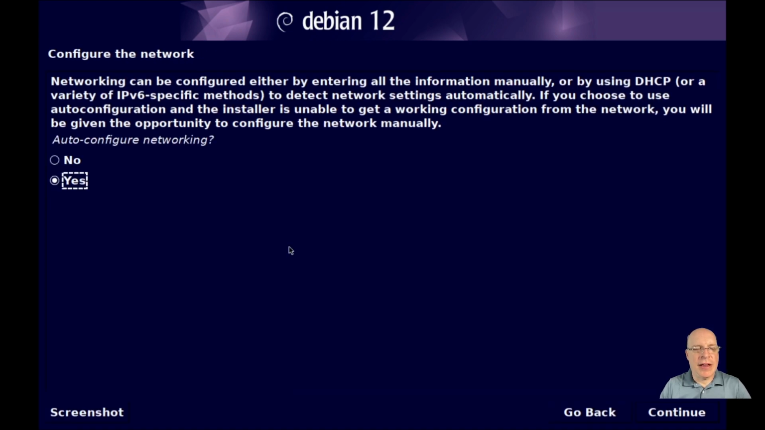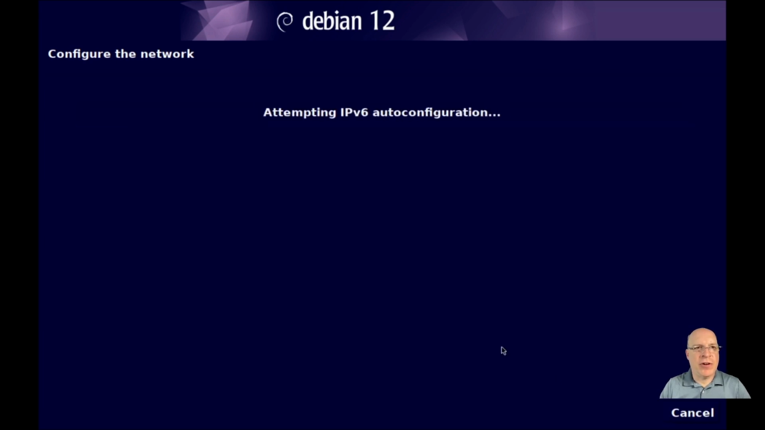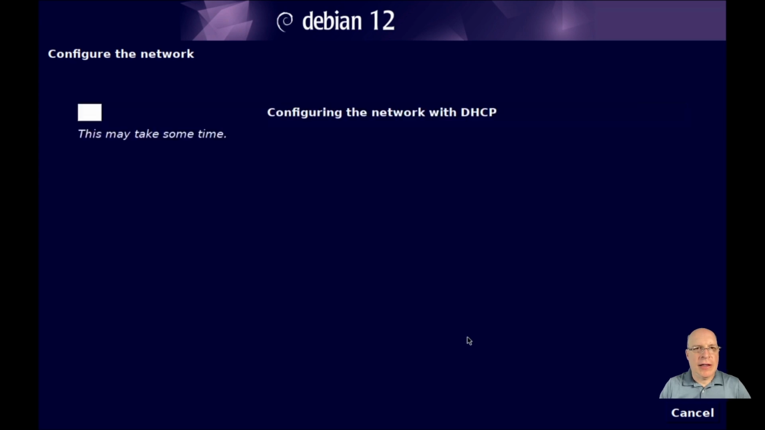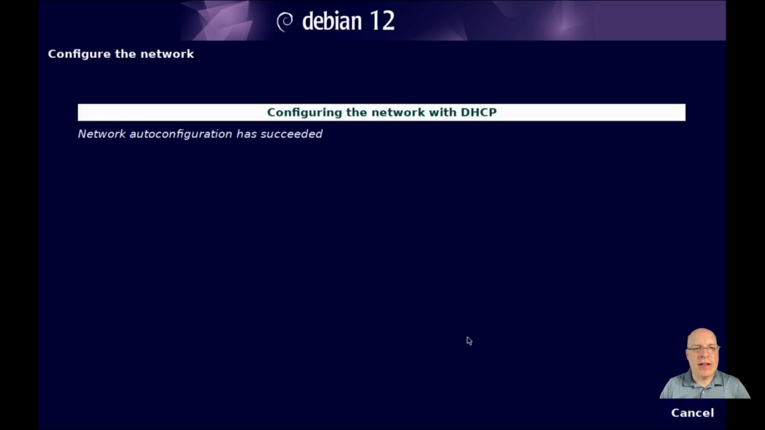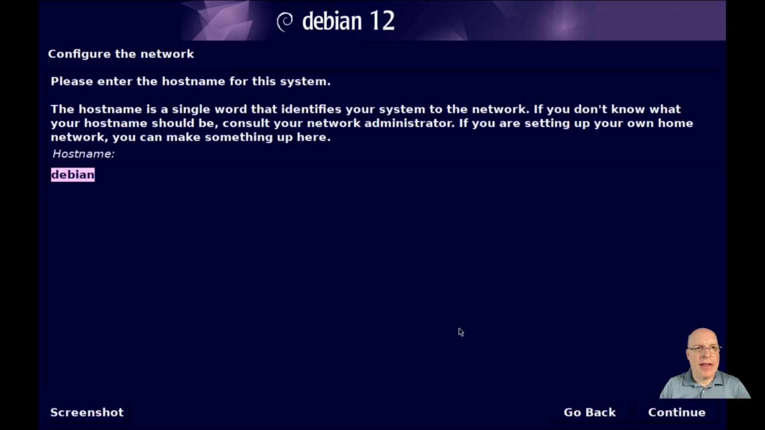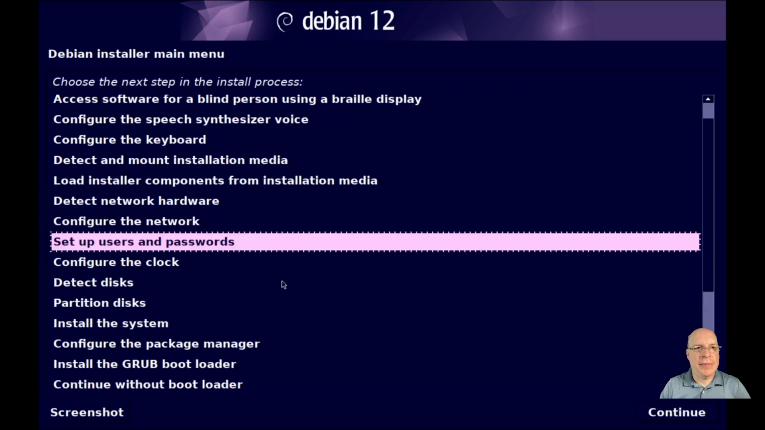Detect network hardware. This is a KVM virtual machine, so it's already connected. We'll do the defaults for configuring the network here. And configure network with DHCP should succeed, and it has. And standing by. Okay, host name. This is a testing machine, so we say d12-test. Okay, domain name will leave blank.